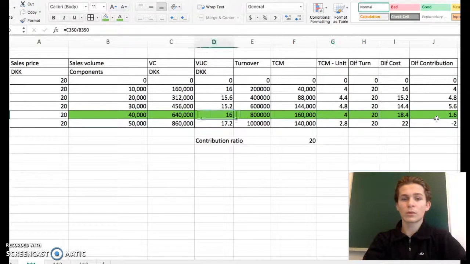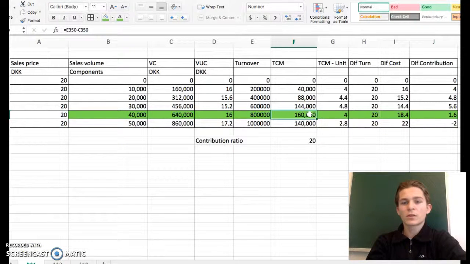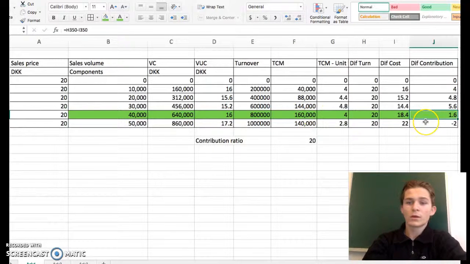So the optimum sales price is 40,000. The optimal sales volume is 40,000. Then you can see there's a difference between these three numbers here. They are not the same, of course, but they basically show us the same, which is the optimum sales volume. Because as I mentioned before, it is decreasing here in the last part.